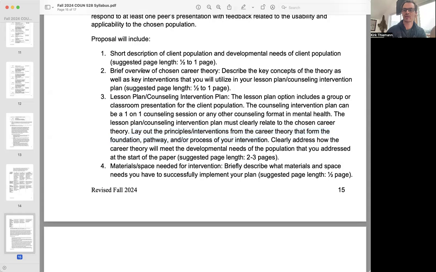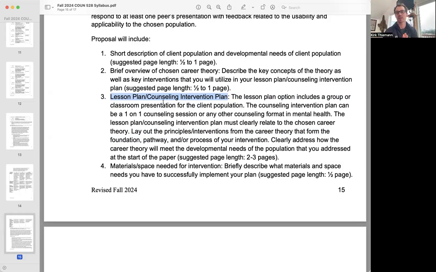Sometimes students have chosen a theory, but then presented a lesson plan or a counseling intervention plan that is disconnected from the theory. So there needs to be a clear connection of the theory into that lesson plan or counseling intervention plan. And let me highlight this again. The reason why I put lesson plan is because for school counseling track folks, it's really regular to do lesson plans like social emotional or career or academic intervention, or just lessons to a group of students. So that's the language there.